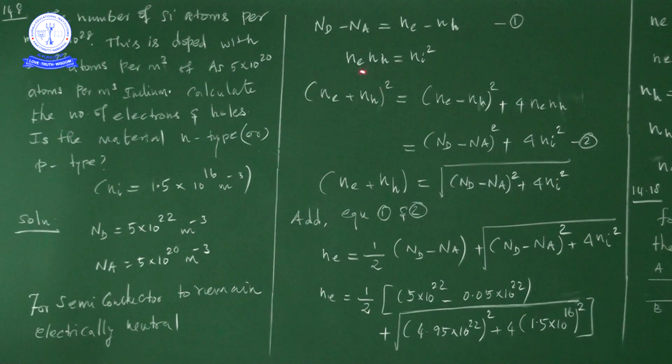Ne Nh. See this formula. Instead of Ne Nh we can replace it by Ni square. So (a plus b) the whole square, that is (Ne plus Nh) the whole square, is equal to (Nd minus Na) the whole square plus 4 Ni square. Actually this is the basic formula. Then we can derive equation 2 from this formula only.